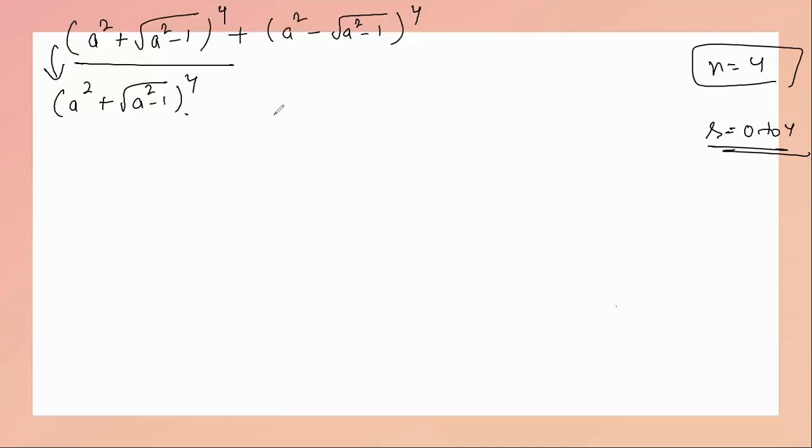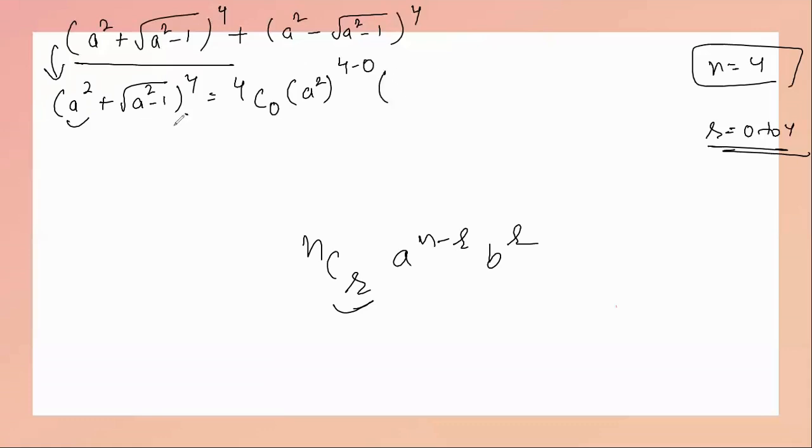Which formula do you have to use to expand it? The binomial theorem formula: nCr, a raised to the power n minus r and b raised to the power r. In every term you have n as 4 and r from 0 to 4. So the first term is when r is equal to 0: 4C0, what is a? A is this one, that is a² raised to the power 4 minus 0. And what is b? That is √(a² − 1) raised to the power 0, right?